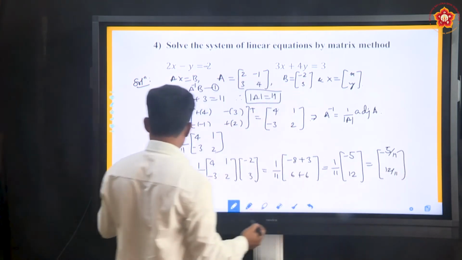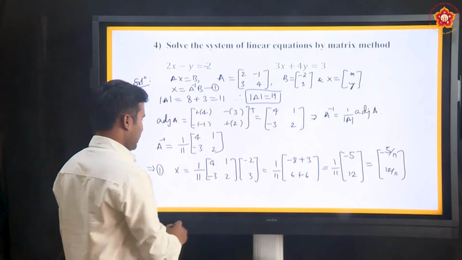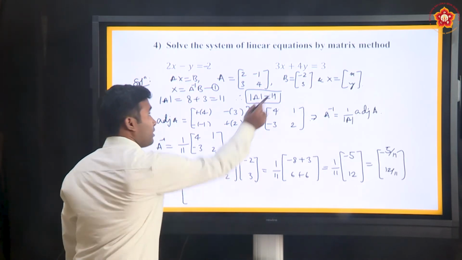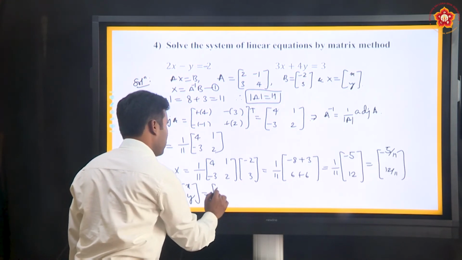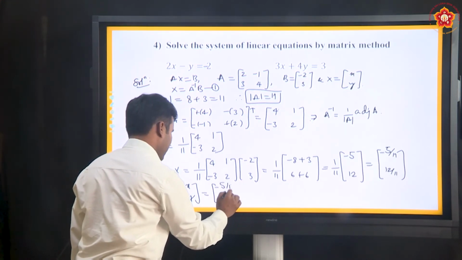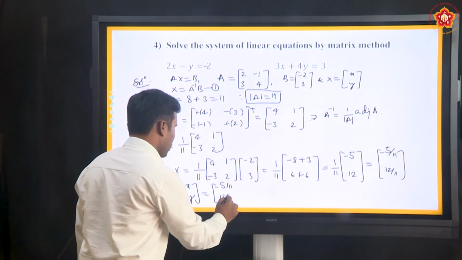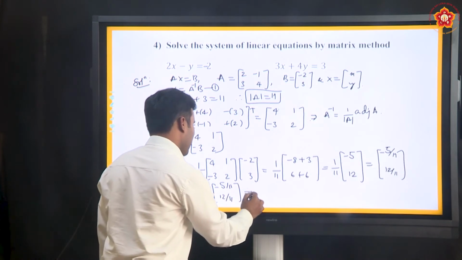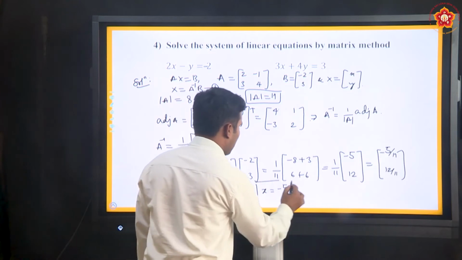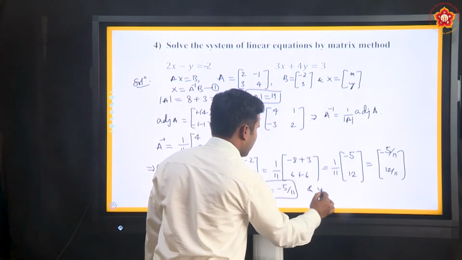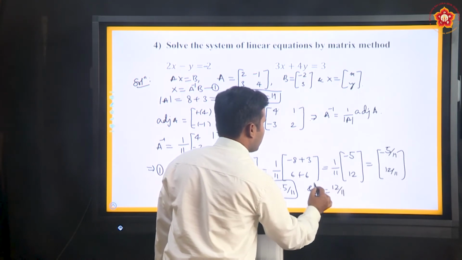So, on the other side we have X. What is X? X is nothing but the matrix [x y]. So, the matrix [x y] is equal to [minus 5 by 11, 12 by 11]. Hence, this implies that the value of x is minus 5 by 11, and the value of y is 12 by 11.